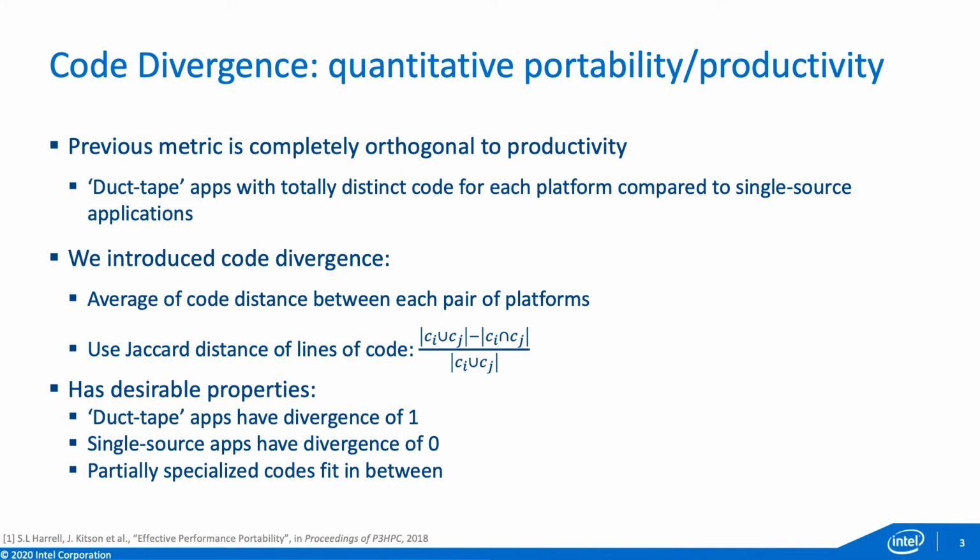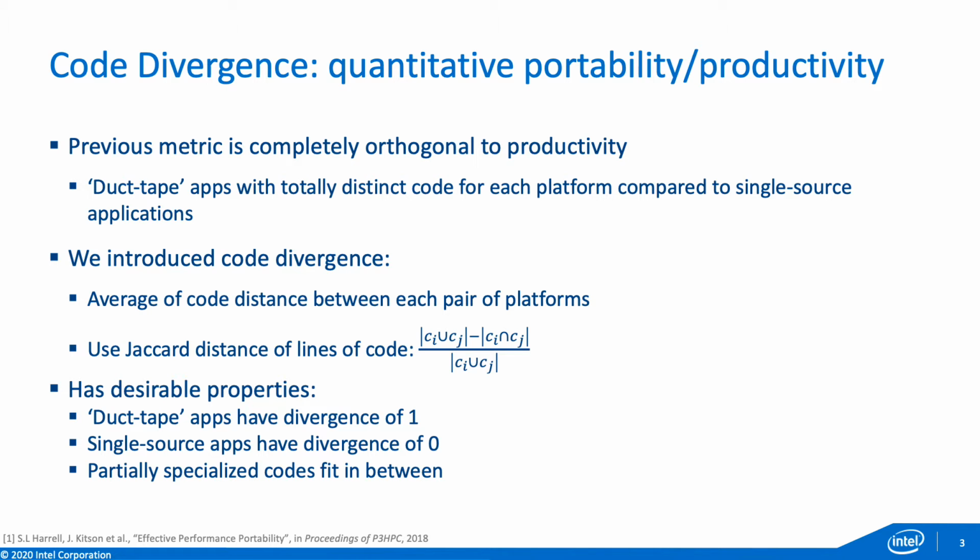The other metric is called code divergence, and this complements the previous metric. The performance portability metric allowed you to create what I call duct tape apps that are made of totally disparate pieces of code that are specialized for each platform, and that allows you to get a performance portability score of 1. Whereas a code that had a single code base may not get such a high score because it doesn't specialize. So code divergence is a way of quantifying the amount of specialization inside a code.